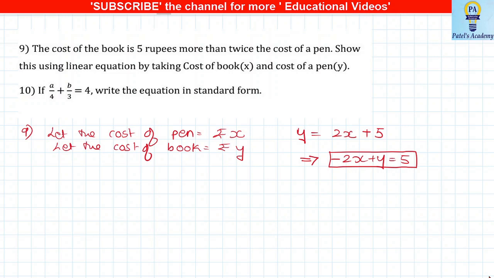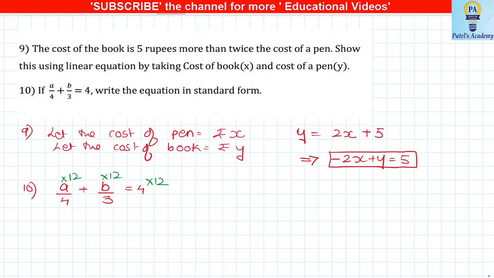Now sum number 10. They have given a upon 4 plus b upon 3 equals 4. We have to write this equation in the standard form. So what you have to do is, we are doing LCM over here. The LCM of 4 and 3 is 12. So I am multiplying everything by 12.